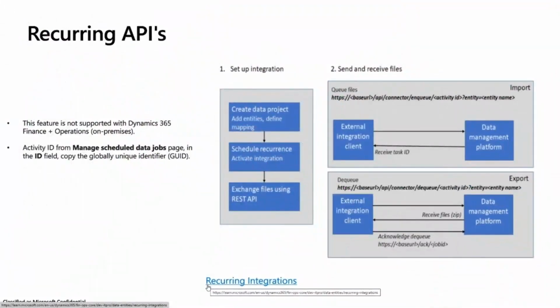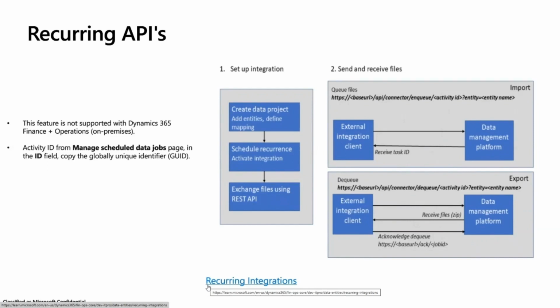Now, moving on, the second set is recurring APIs, which are not similar to what we have in package APIs, import and export to package. In recurring APIs, you have enqueue for imports and dequeue for export. So you first need to create a data project within finance and operations. You need to set up a recurring integration project there.